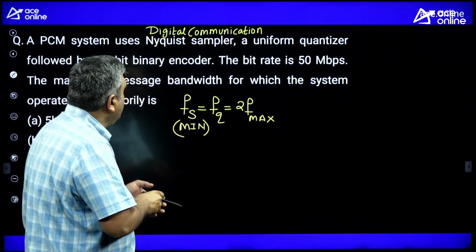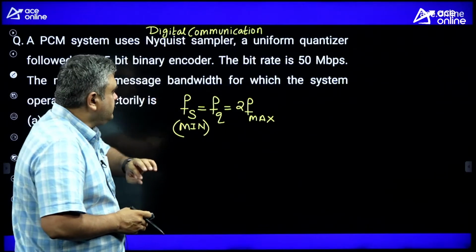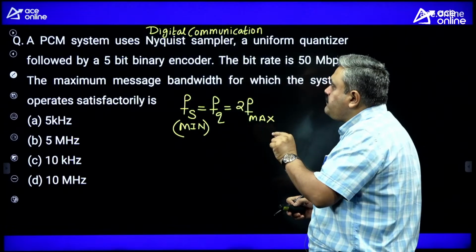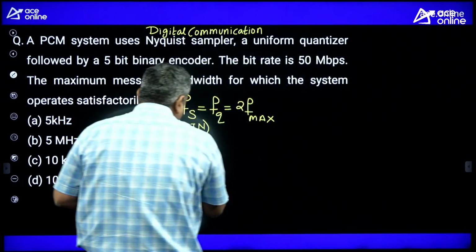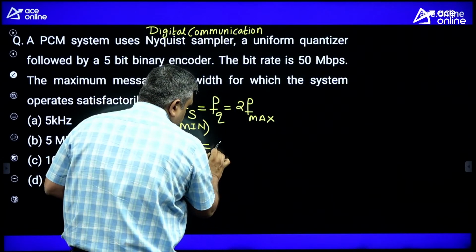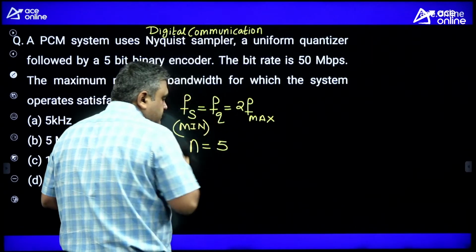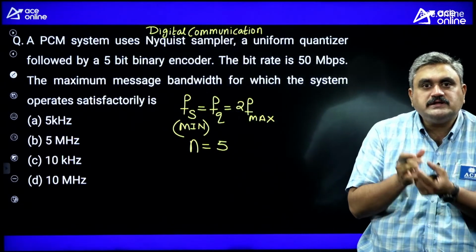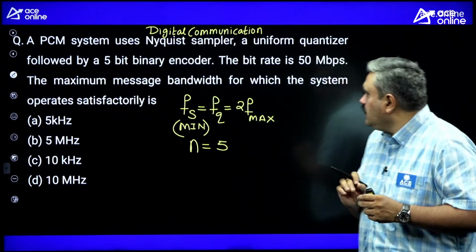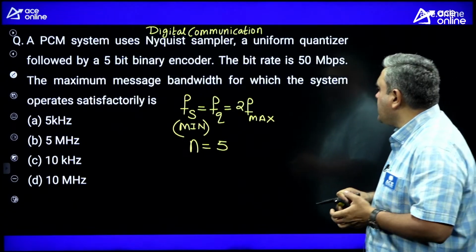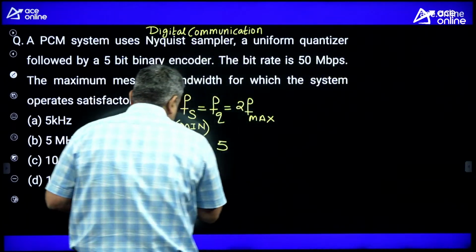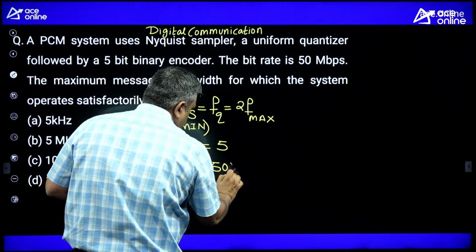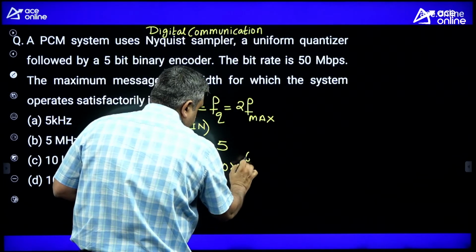Now see how he mentioned all the words: Nyquist sampler, then quantizer, followed by a 5-bit binary encoder. So the value of n is 5. All these 3 points are mentioned in your syllabus also: sampler, quantizer, encoder. So the questions framed will also be in that manner. Now the bit rate is 50 megabits per second. So Rb is the bit rate. 50 mega means 10 power 6 bits per second.